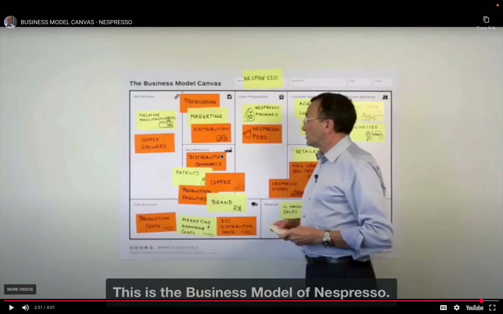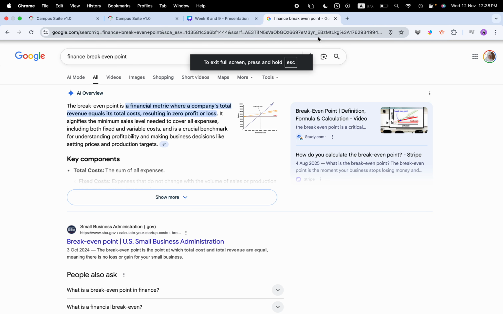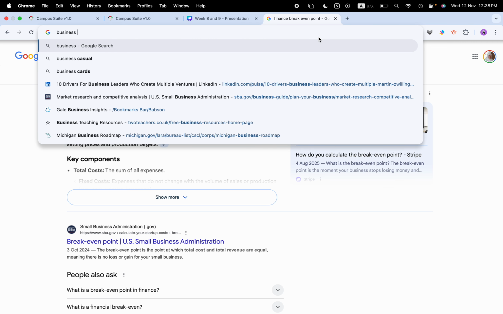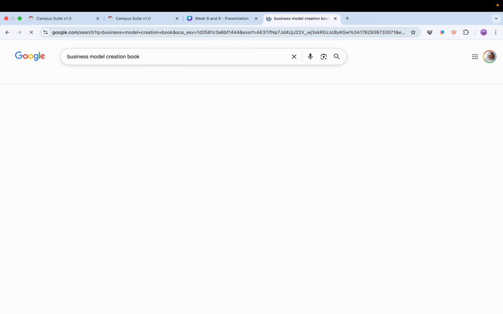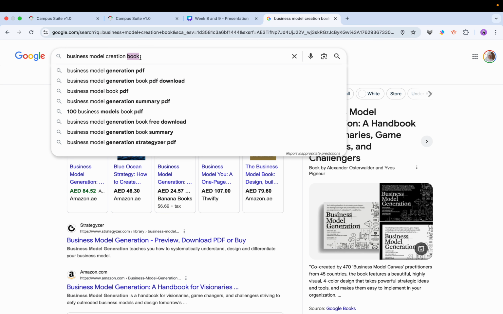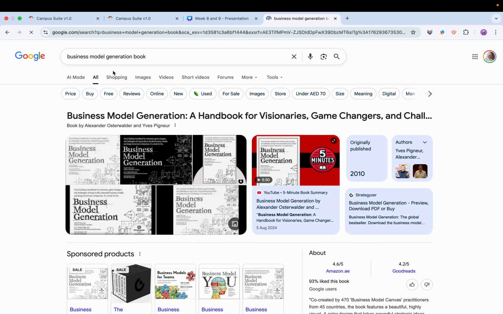It makes you realize all the components of a business, right? It makes you more critical in thinking. This whole topic is very important because there's a book I recommend. I have it in my office if you want to borrow it or look at it. It's called Business Model Generation. It's a very good book. It's a huge book.